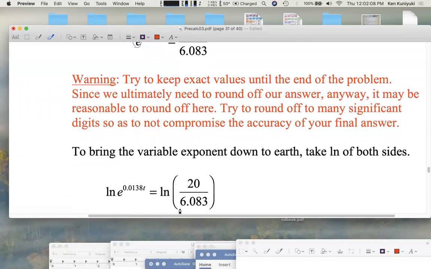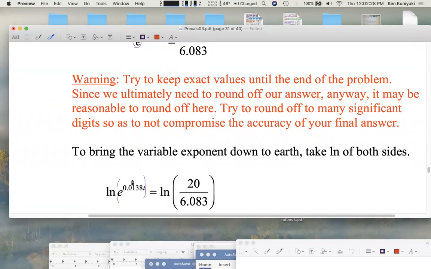So we get ln of e to the 0.0138t equals ln of this fraction. Again, avoid rounding off too much in the middle. Let's try to keep this as exact as possible. All right, on the left side, what happens? We have ln of e to the star.